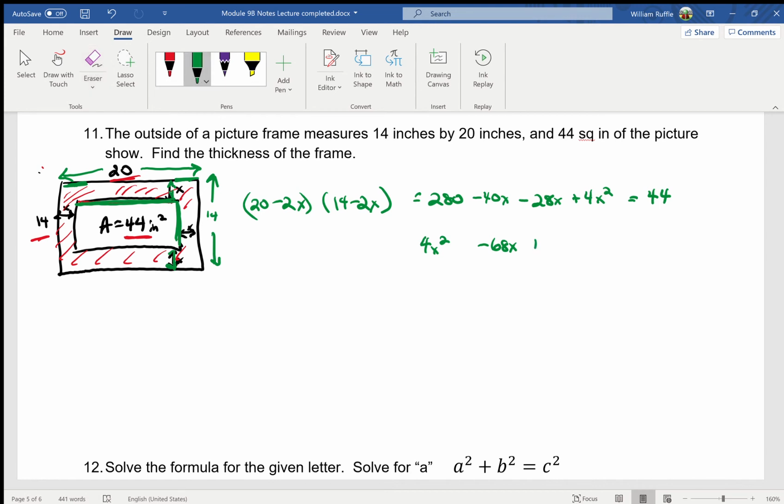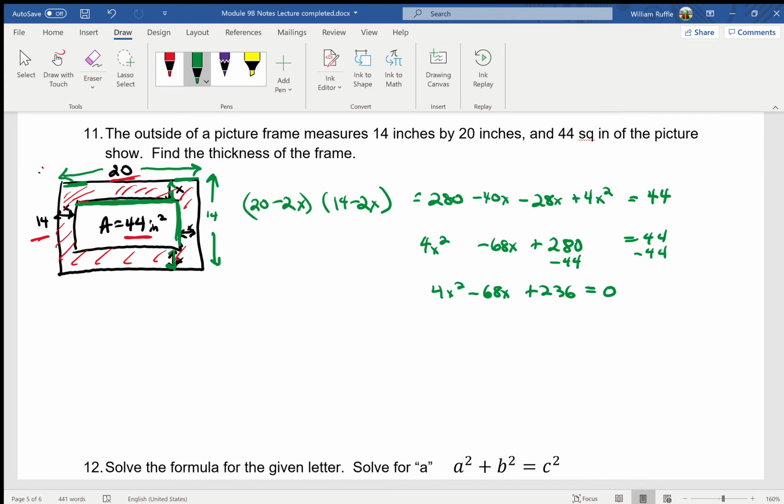And then it's going to be plus 280 equals 44. Now, since I have a squared term, it's not going away. I'm going to subtract 44 from each side. So after doing that, now I get some crazy numbers here. I got 4x squared minus 68x plus 236 equals 0. Now I could let a equal 4, b equals negative 68, c equals 236, and crank it out.